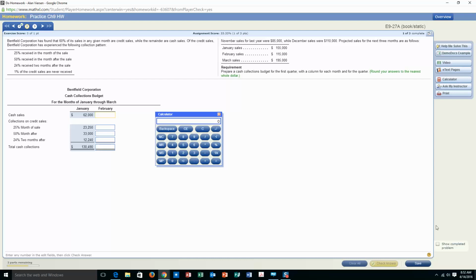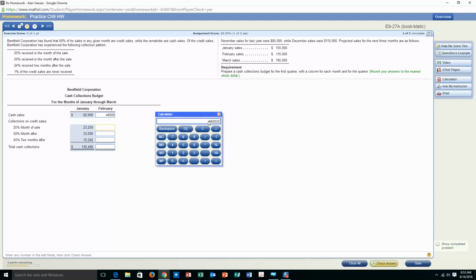$115,000. Let me make sure my cursor's in the right spot this time. So $115,000. That's not, I don't want that to go there. And I'll multiply that times 0.4. Now hopefully it'll go in the right spot. $46,000 of the cash sales that I collected.